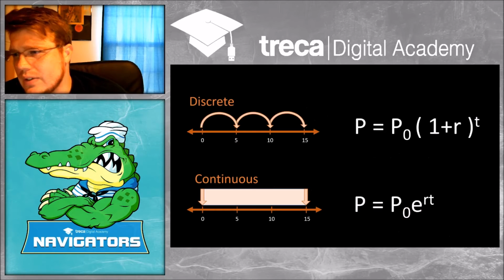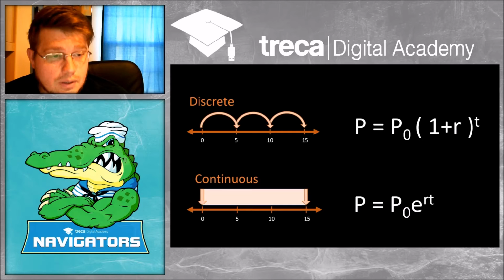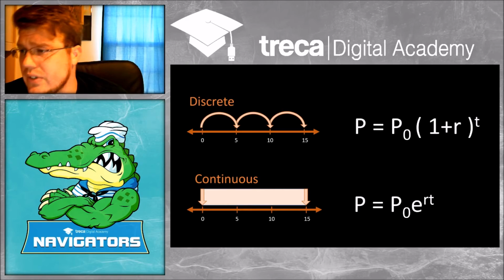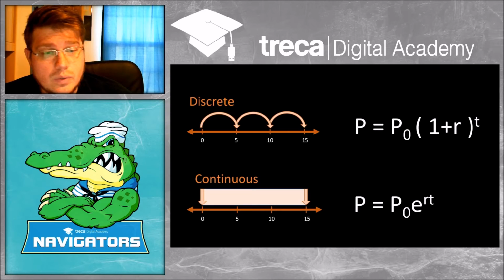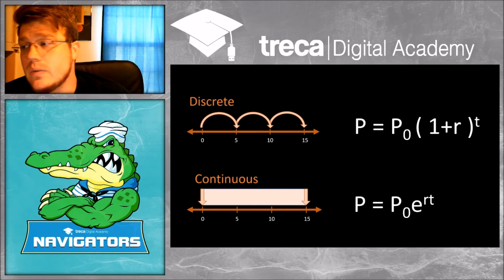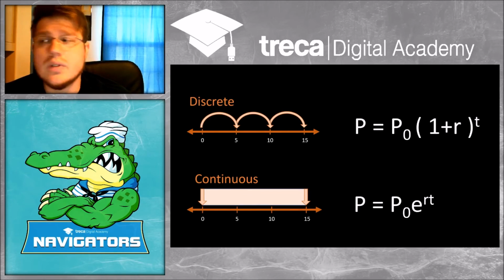Here are the two functions beside each other. The top is for discrete changes, or when you make jumps, and the bottom is for continuous change, or when the value slides. In the next two videos, we'll go over an example of each so that you can solve a problem.